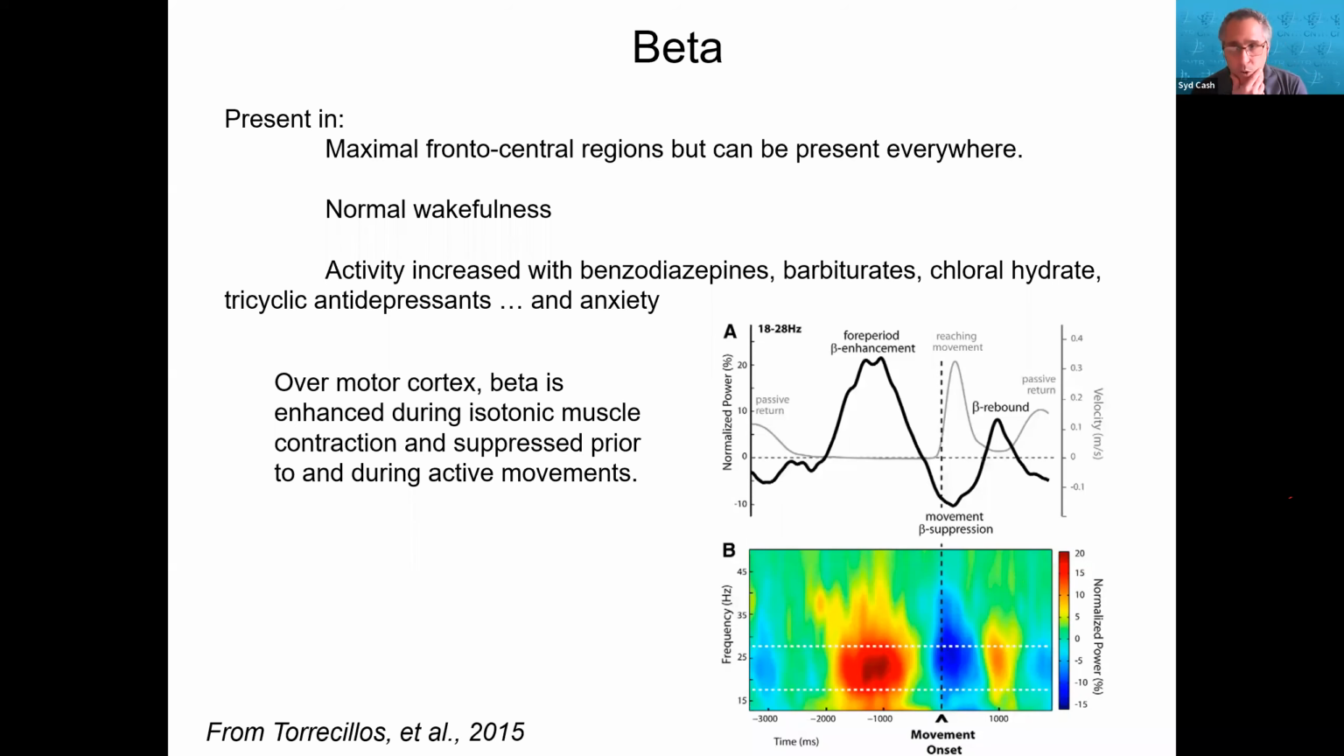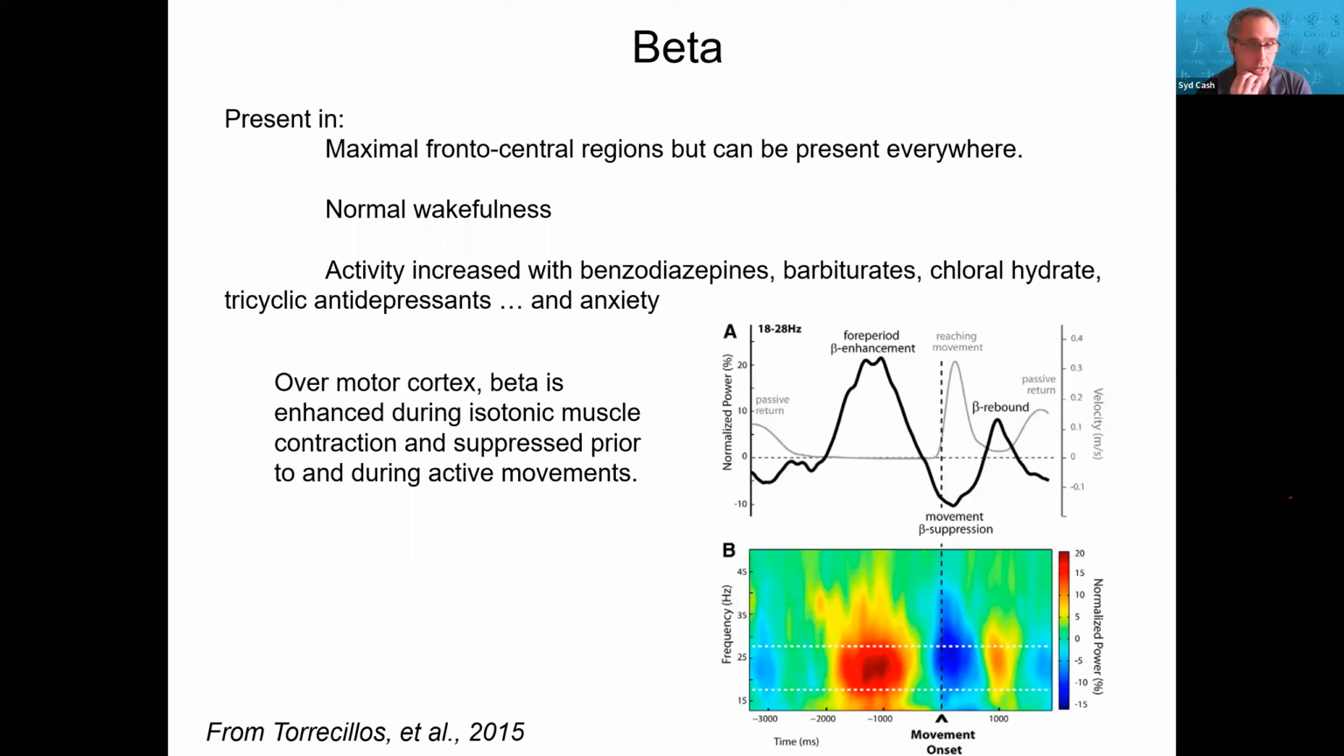It is mostly there in normal wakefulness, but it is known to be very highly regulated by a variety of pharmacological manipulations, particularly benzodiazepines, barbiturates, chloral hydrate, tricyclic antidepressants. They all increase beta fairly substantially. And you can see that in EEGs very clearly. You'll see a much larger beta activity in a patient, for example, who's taking benzodiazepines. It's also something that appears to be increased in anxiety, both in anxiety as a state and anxiety as an intermittent event also increases beta.